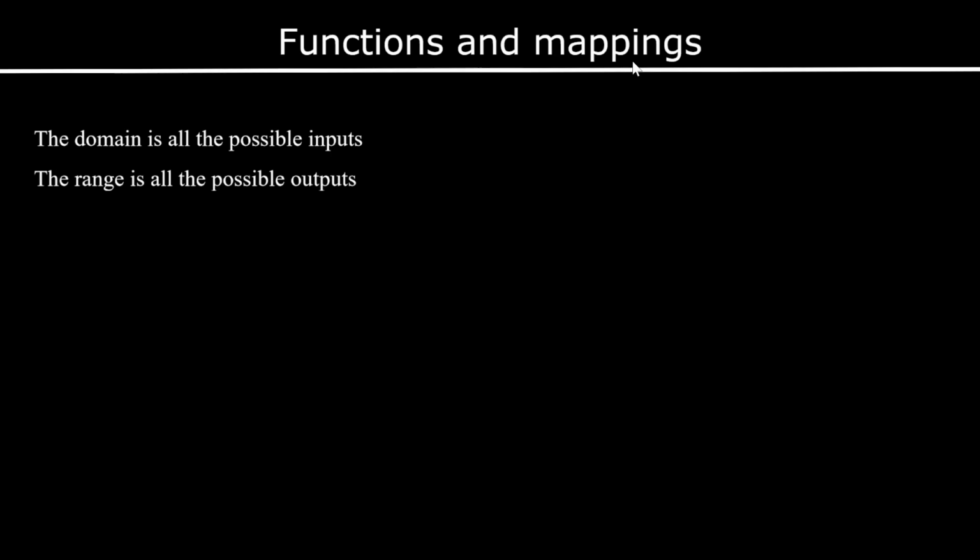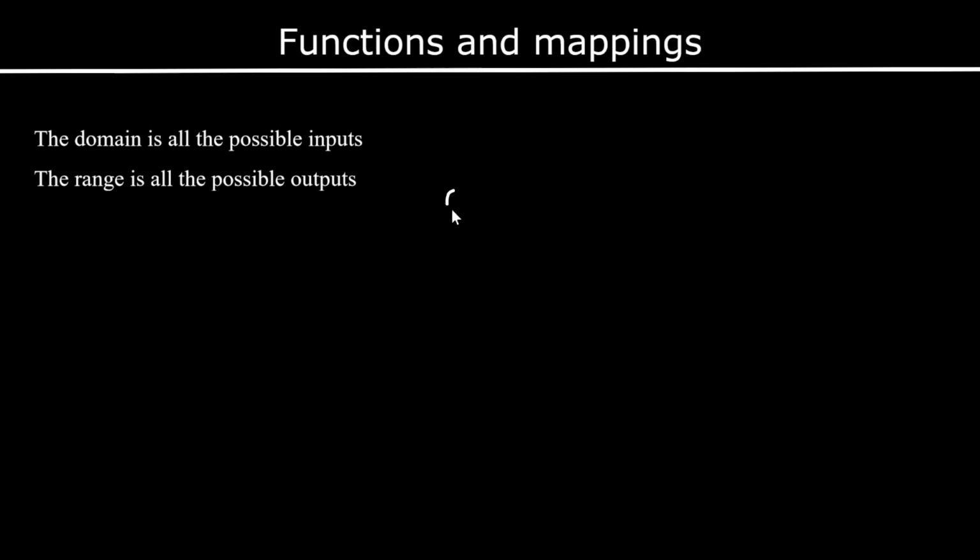Now we are looking at functions and mappings. For any mapping, the domain is all the possible inputs and the range is all the possible outputs. A mapping is only a function when every input has one output.